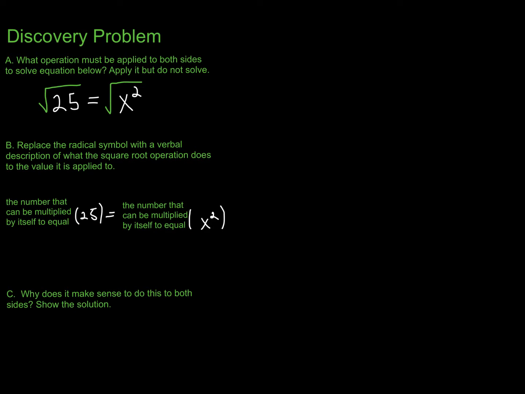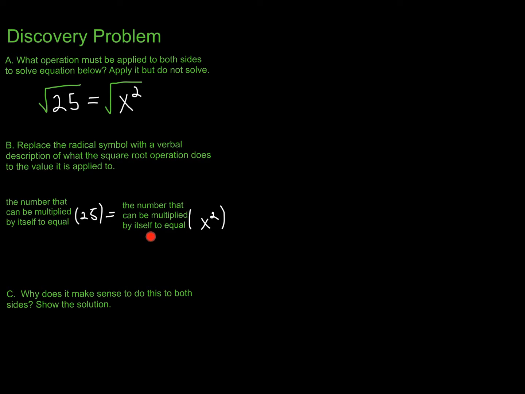All right, so why does it make sense to do this to both sides? And then once you've answered that question for yourself, show the solution. This will lead you into the solution. All right, why does this make sense? Well, it makes sense from a very fundamental standpoint. Think about the right side first. We're applying the square root, which means that we're looking for the number that can be multiplied by itself to equal x squared. We'll think about that for a second.